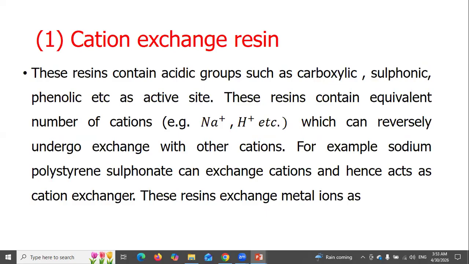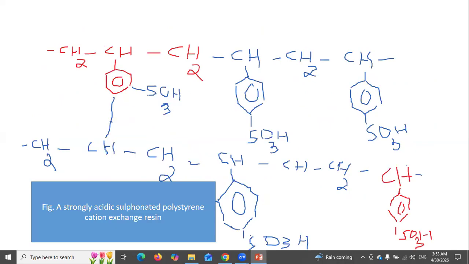Cation exchange reagent. These reagents contain acidic groups such as carboxylic, sulfonic, phenolic, etc. as active sites. These reagents contain an equivalent number of cations, Na+, H+, etc., which can reversibly undergo exchange with other cations. For example, sodium polystyrene sulfonate can exchange cations and hence acts as a cation exchanger. These reagents act on metal ions. Figure: a strongly acidic sulfonated polystyrene cation exchange reagent.